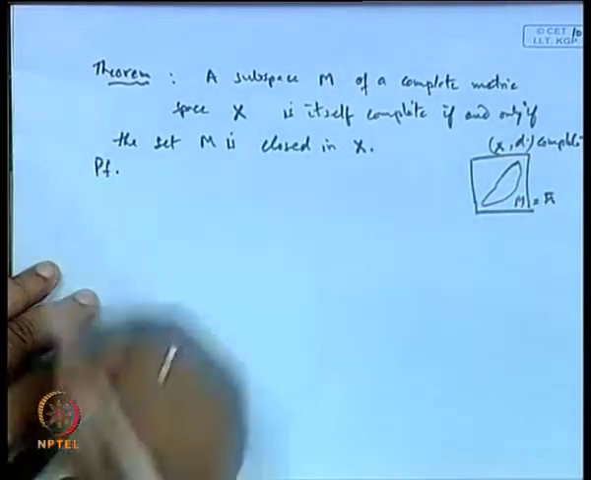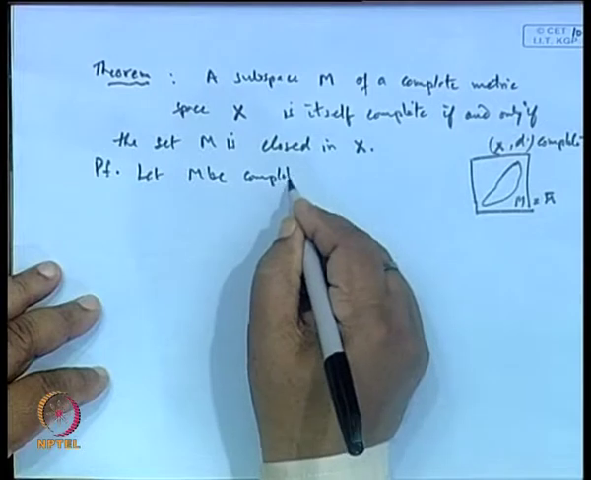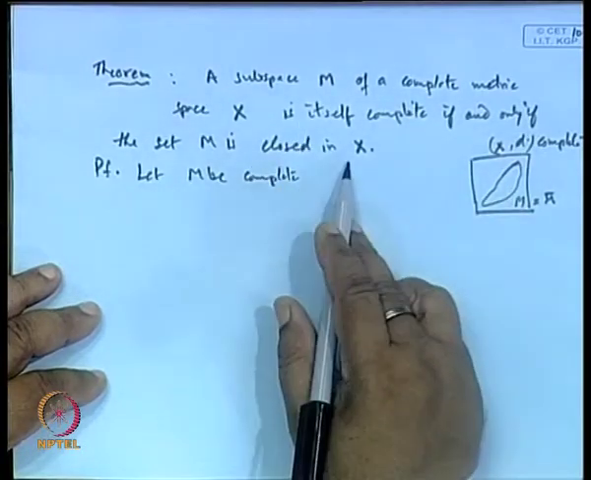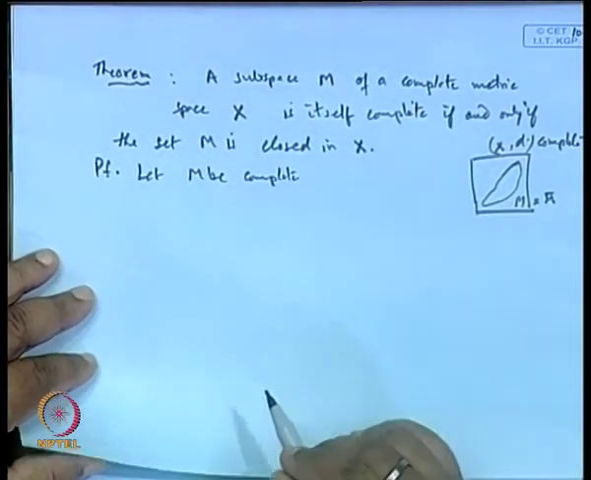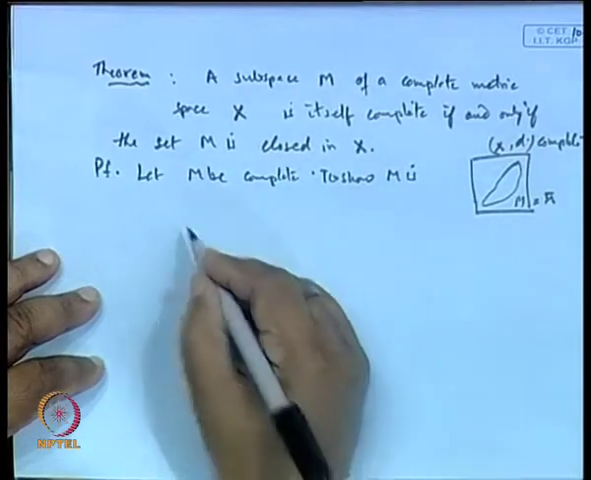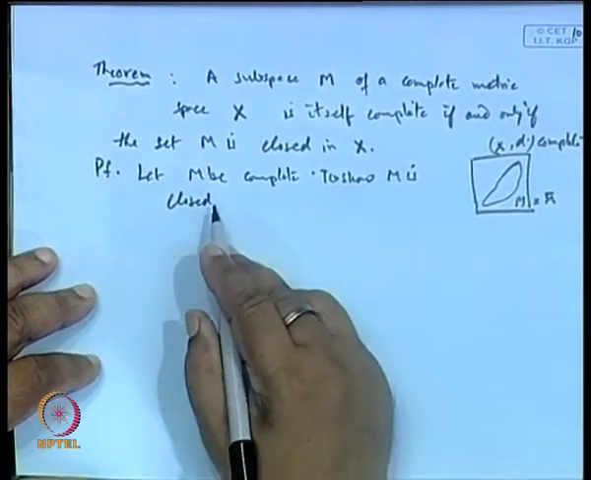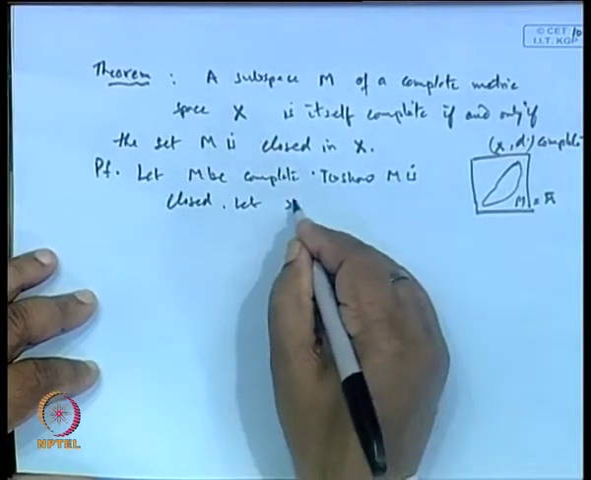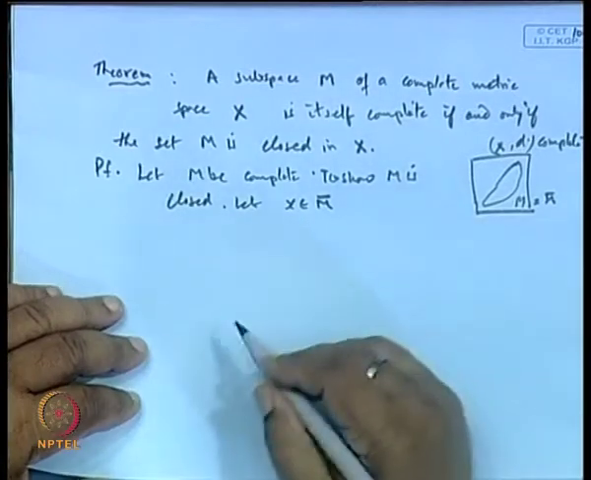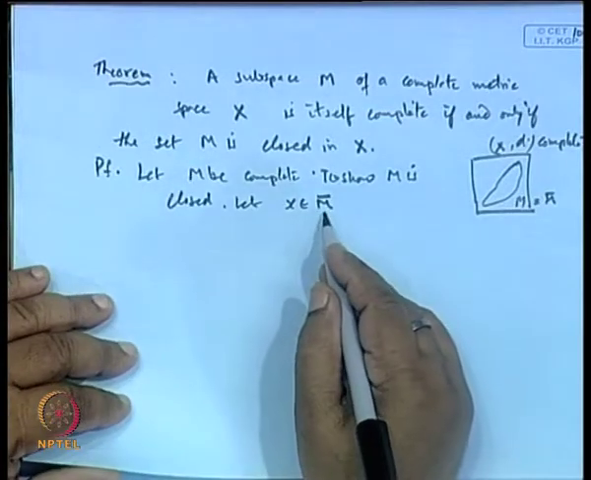That is a very good proof. Let M be complete, suppose. What we wanted to show is that M is closed. If it is complete, then M is closed. This is our proof. Now, to show M is closed, what we show here is that it contains all of its limit points. So, let x belong to the closure of M. Now, if x belongs to M, then automatically it will be a closed set.